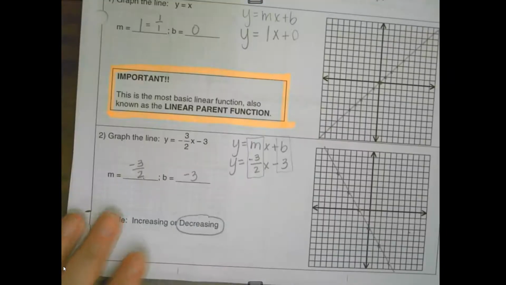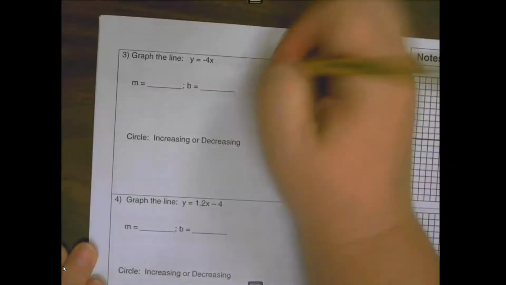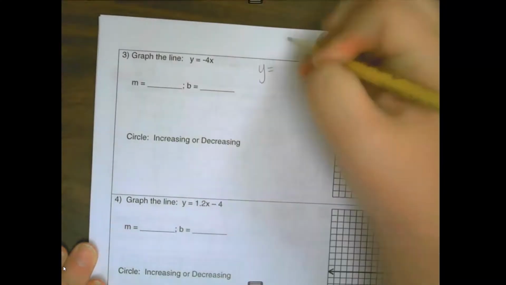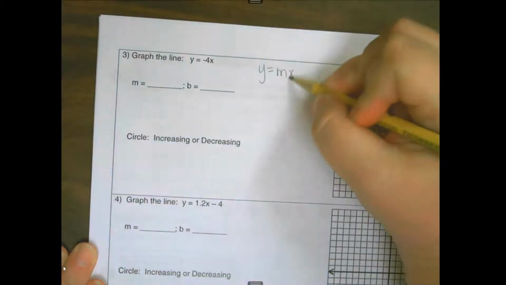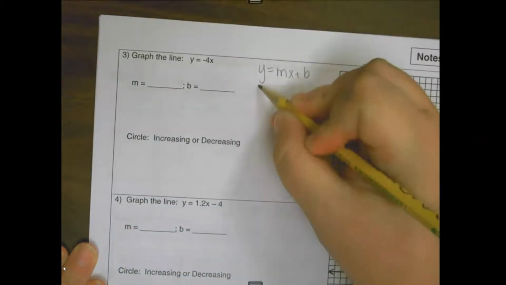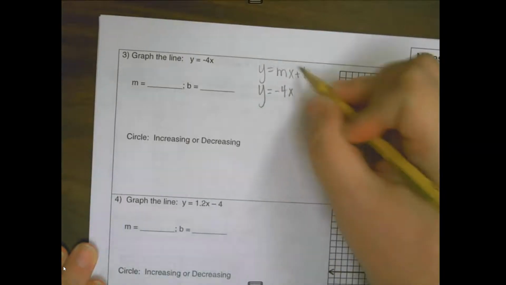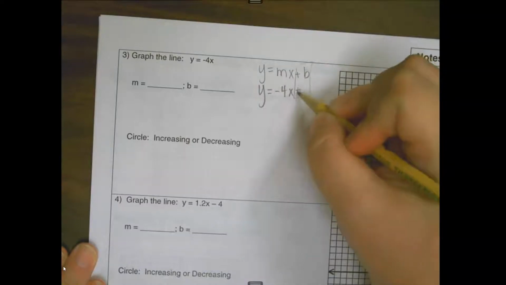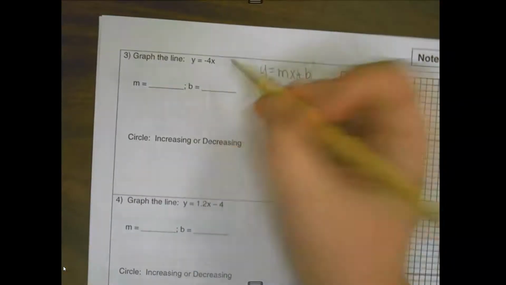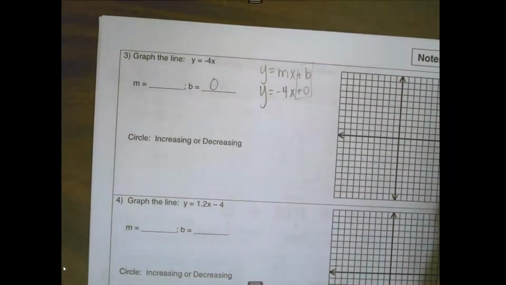Alright, so that's the graphing. Let's go to the back side. So y equals mx plus b. So we have y equals -4x. So my plus b here will be a plus 0. So my y-intercept is 0.